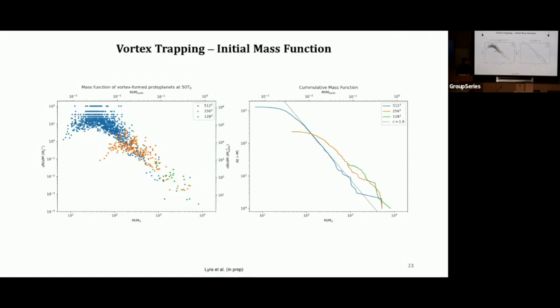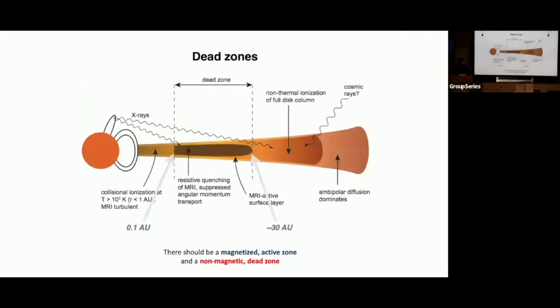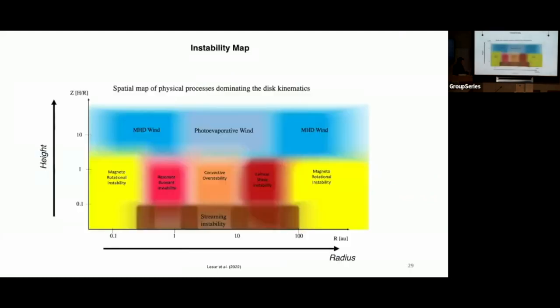Right, thank you. Right, so back to the dead zones. What is going on? So you saw that the disks must have a magnetized active zone and a non-magnetized dead zone. But there is more in the dead zone than just calling it dead zone. In fact, in the past few years, we found a lot more instabilities going on there in the disk. As I said, in the inner part and in the outer part, so this is a scheme, a map, an instability map of the disks.